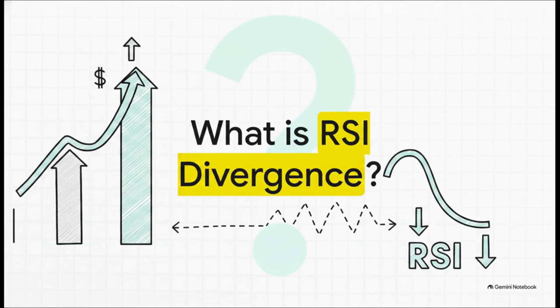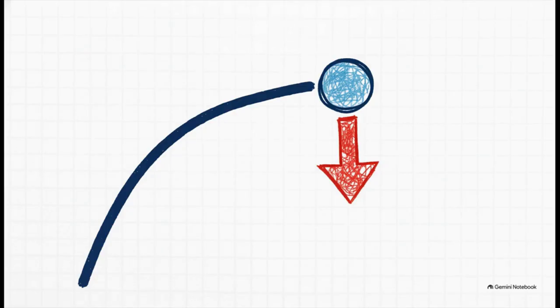The price action is telling you one wildly bullish story, but your underlying momentum gauge is telling you the exact opposite. Well, that precise disagreement is what we call divergence. And it is literally your early warning system that the current trend is running out of gas and is probably about to reverse.